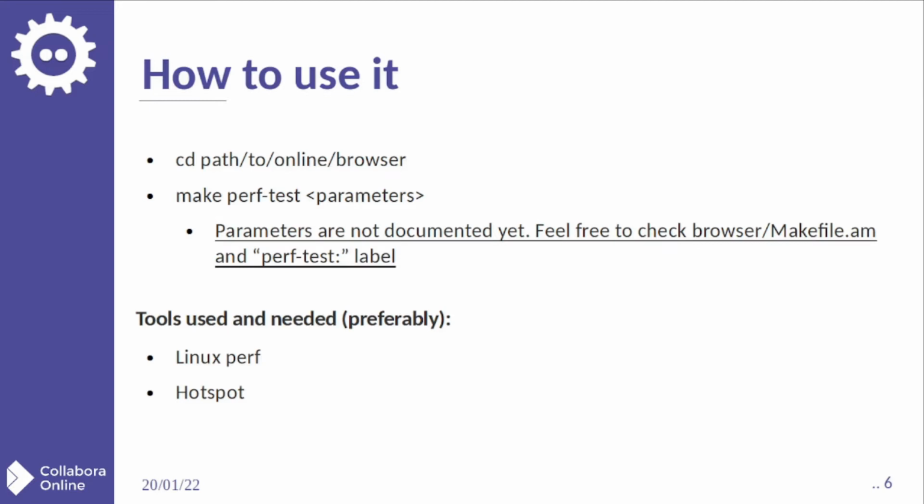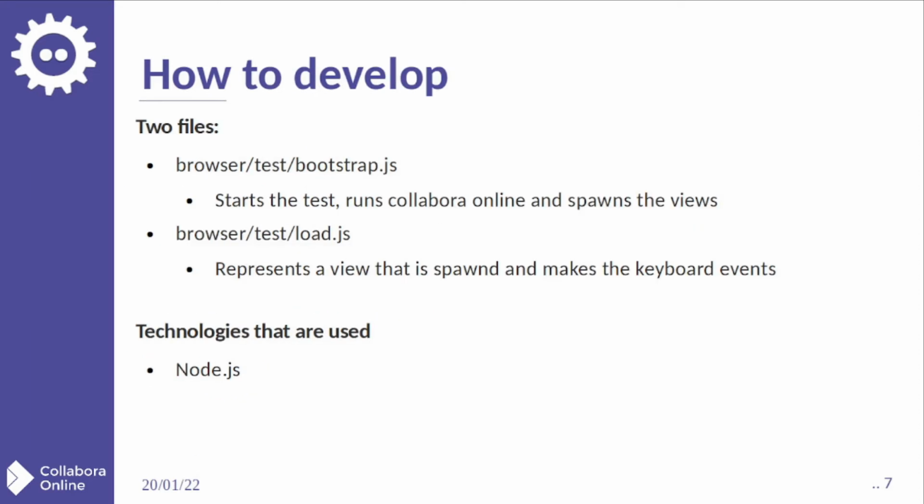I mentioned that the tool was not enough by itself. You preferably need to use other tools along with it, such as Linux Perf and Hotspot. Linux Perf can record the CPU stats based on a process, and Hotspot can display these recordings with very beautiful flame graphs, which I am going to show you in the following slides.